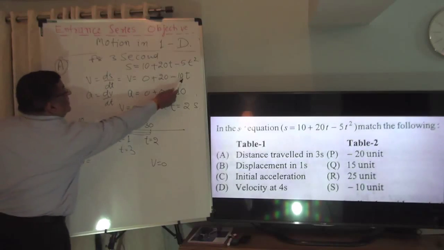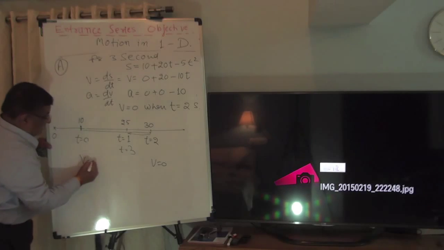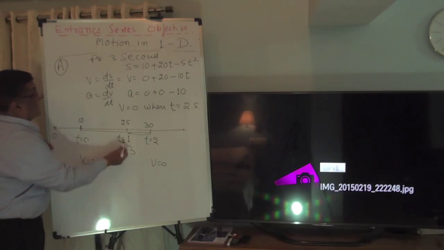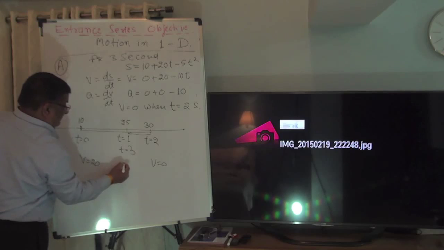At t is equal to 0, so velocity is how much? 20. Velocity is equal to 20. At 1 second, put t equal to 1, so velocity is equal to 10.